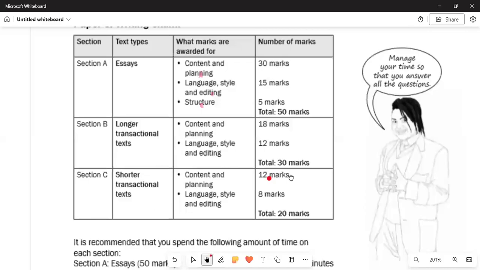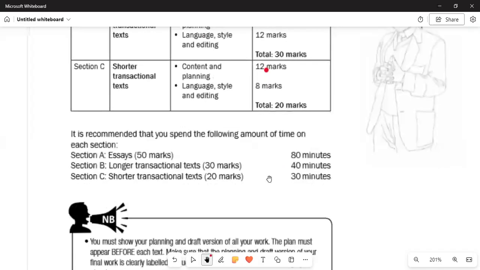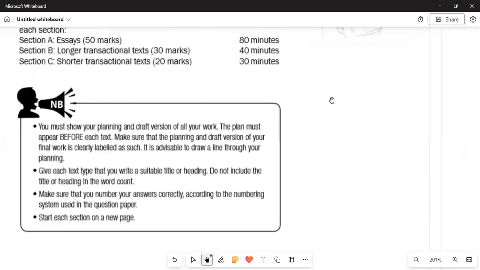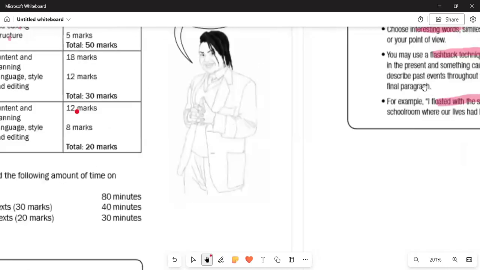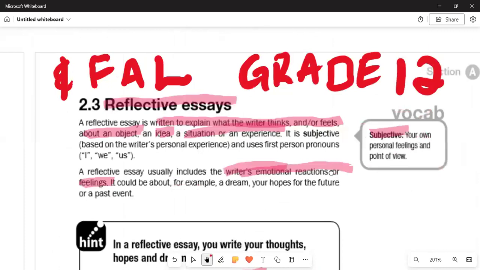It is recommended that you spend this particular time frame on this 30 marks, which is equivalent to 40 minutes. And then section C, you need to spend at least 30 minutes, which is for 20 marks. So that is the time frame that you need to spend. Avoid going beyond it in the examination. Avoid that.